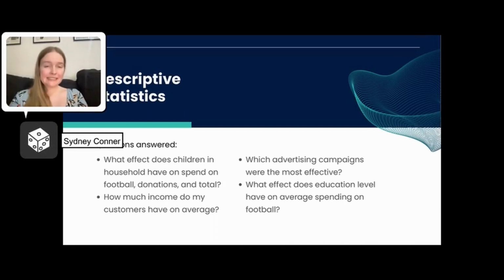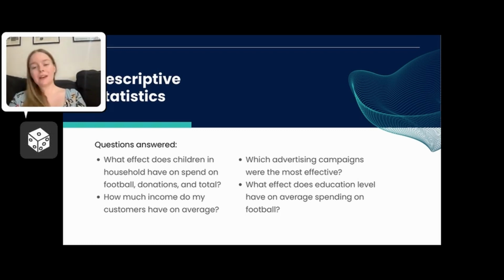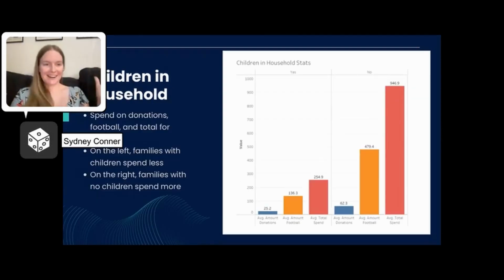For the descriptive statistics section of this project, I wanted to answer the questions: what effect does children in the household have on spend for football, donations, and total amount? How much income do my customers have on average? Which advertising campaigns were the most effective? So we looked at the different advertisement campaigns. And what effect does education level have on the average spending on football? So we just wanted a deeper dive into who our customers are and who we should be targeting in the future. All right, the first exciting graph, children in the household.